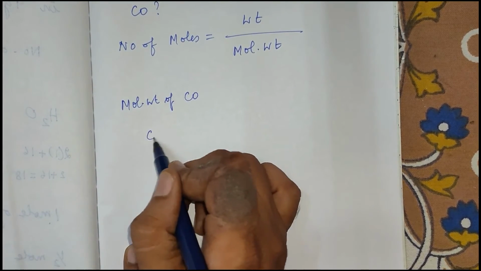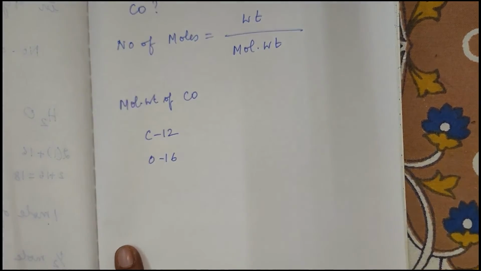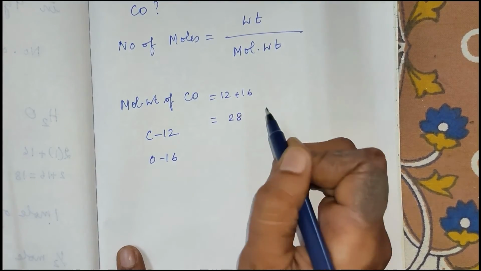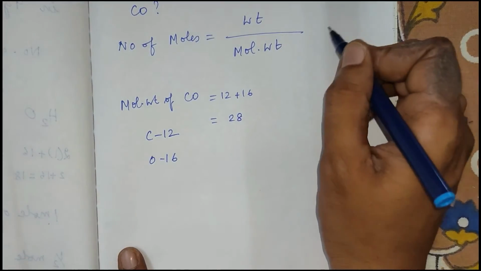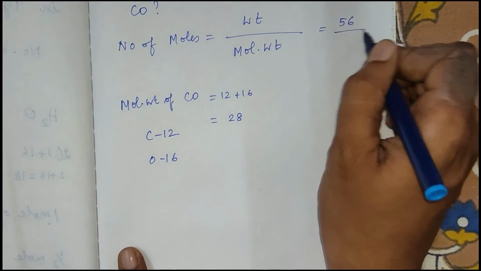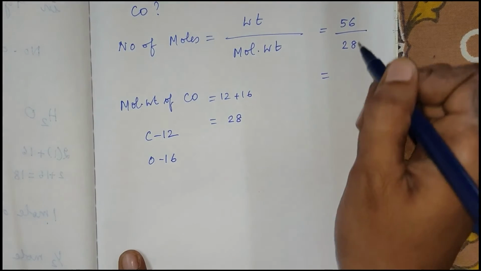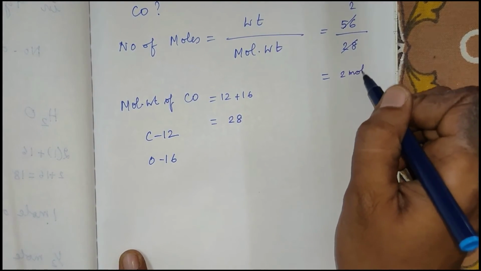Okay. Now for carbon it is going to be 12. For oxygen it is going to be 16. So now it's going to be 12 plus 16, which is 28. Now what is the weight? The weight is going to be 56. The molecular weight we calculated is 28. So in this case the number of moles is going to be 2. So it's going to be 2 moles.